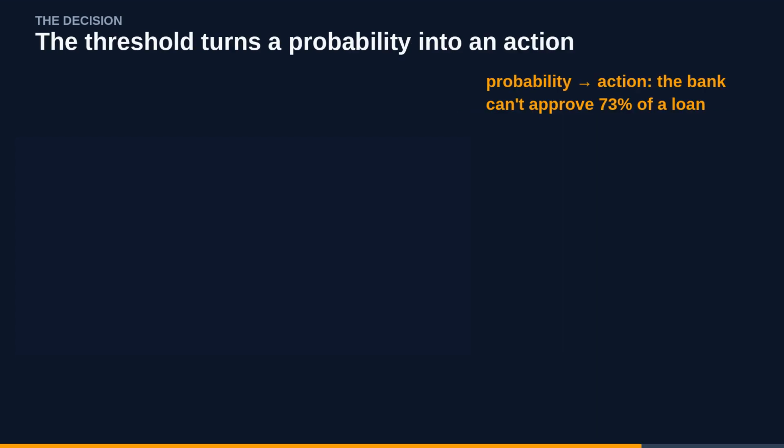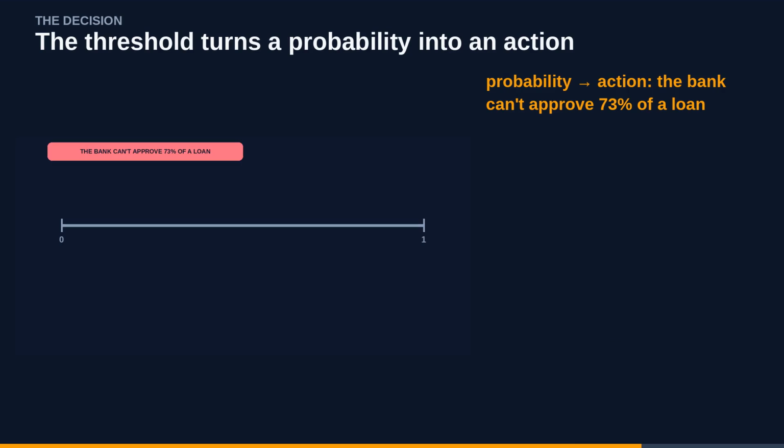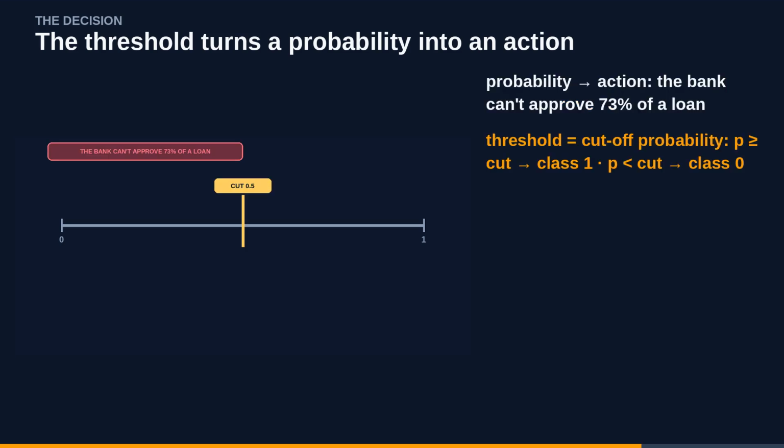Second half. The probability must become an action, because the bank cannot approve 73% of a loan. It must decide yes or no. So we pick a threshold, a cutoff probability. At or above the cut, call the row class 1, below it class 0. Put our 2 applicants on the probability rail.